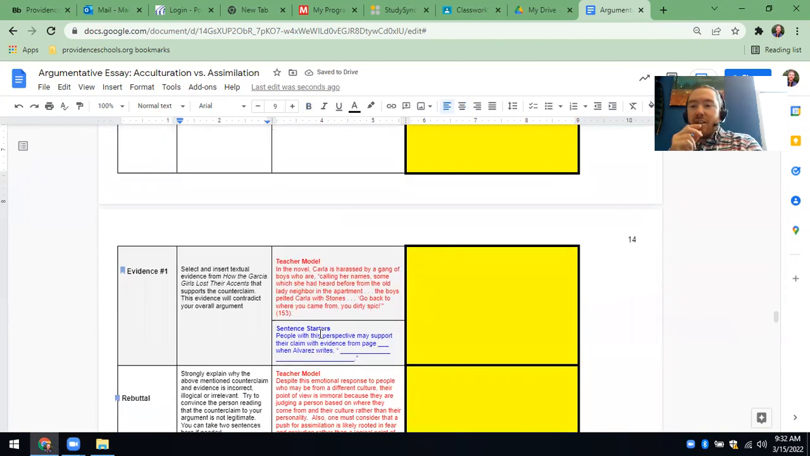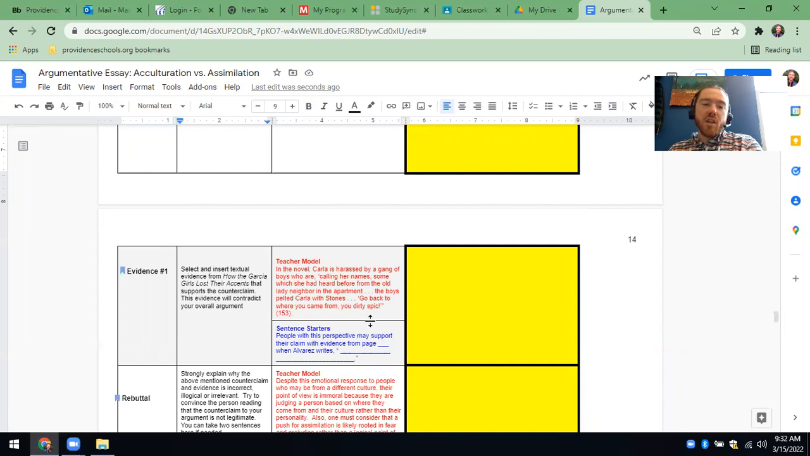Then I have evidence from the book of why maybe some people disagree with me. In the novel, Carla is harassed by a gang of boys who are calling her names, some which she has heard before from the old lady neighbor in the apartment. The boys pelted Carla with stones. "Go back to where you came from, you dirty..." And then a derogatory comment here. I'm not going to read it.